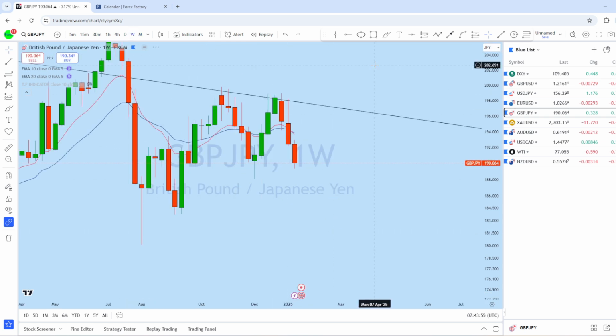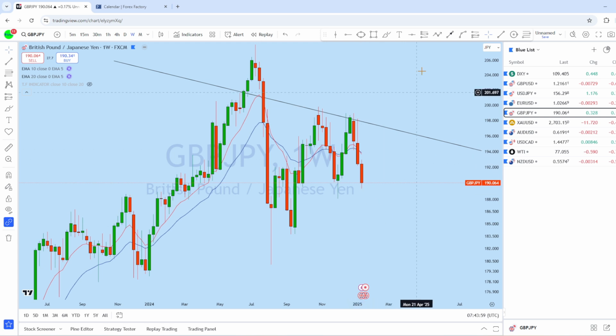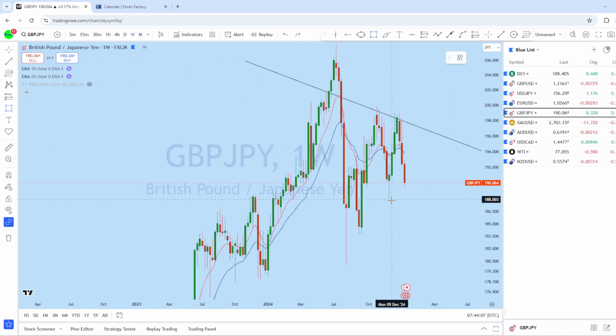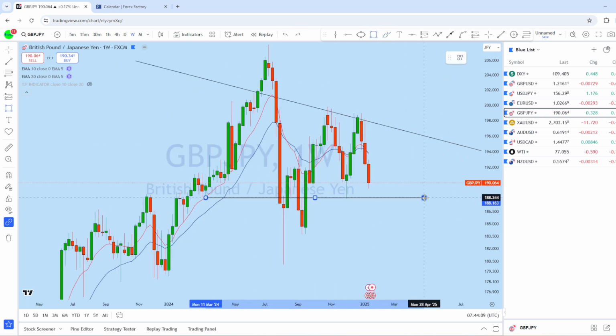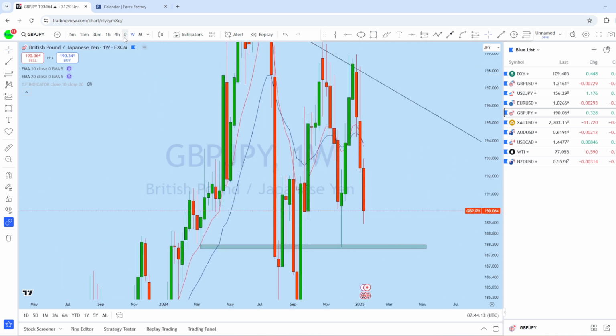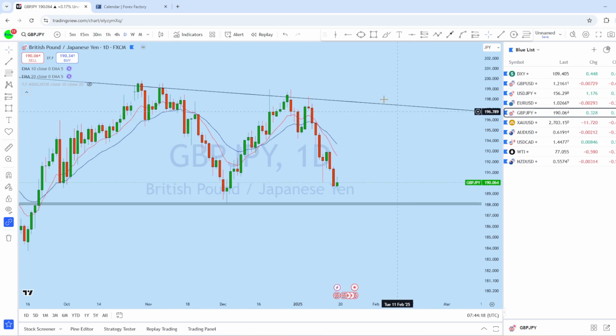Looking at the weekly perspective on GJ, this is a bearish market. From this resistance line, there is a very strong rejection to the downside on GBP JPY, and with the rejection, we can expect this price to come back to this support level and create a new lower low.